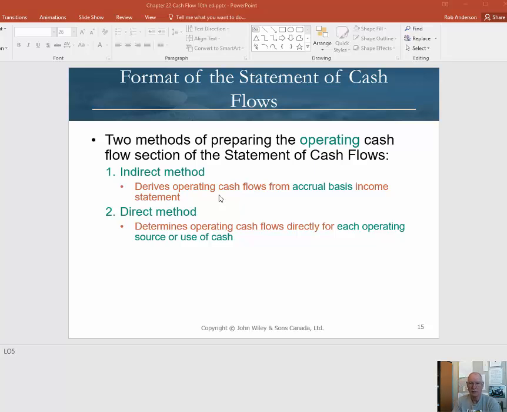Okay, now the direct method is completely different. So remember, this is just operating activities. When we do the direct method, we start at zero. So we do not start at net income. We don't adjust anything. We just start at zero and we add in items for which we receive cash. We deduct items that are a cash outflow. So in some ways, it's pretty simple.